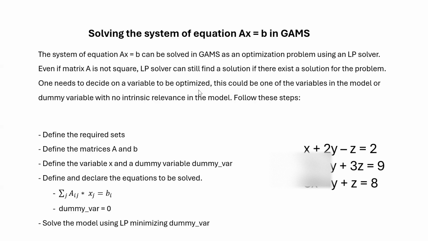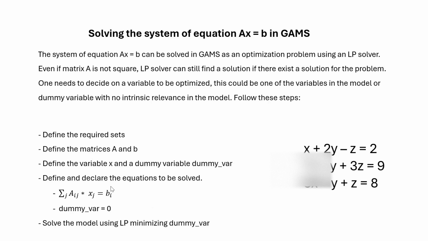Then what are the procedures? What do you need to do? If you follow these steps, you should be able to implement this in GAMS. So first, define the required set, then define the matrices that you have. In this case, you have A and also a vector B. So this will be a vector and this is a matrix. You can use a table in GAMS to define a matrix. Then define the variable X and a dummy variable. I want to call the dummy variable dummy underscore var in this case.